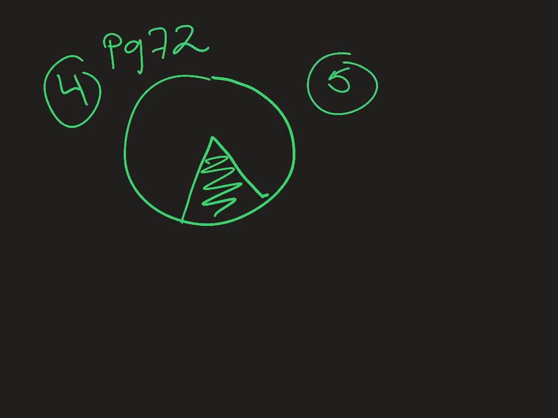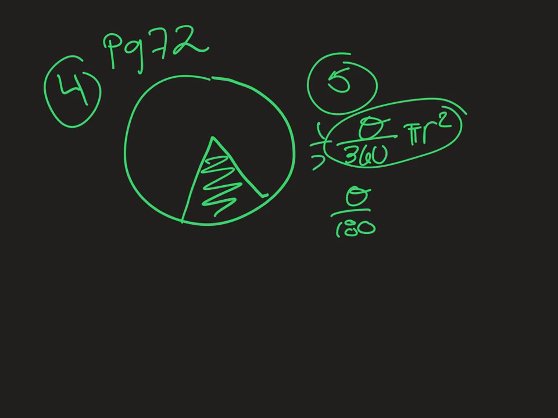And then for number 5, it gives you a hint. It's a right triangle, but I also want to give you one more hint. Instead of doing theta over 360 times pi r squared for the area of a circle, you can do theta over 180 because you only have half a circle, or you can take this whole piece right here and multiply by a half because the piece in number 5 is not a whole circle, it's a half circle.